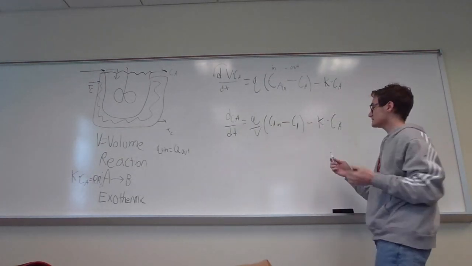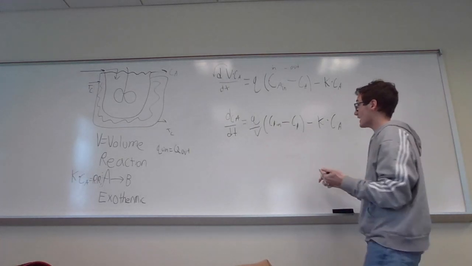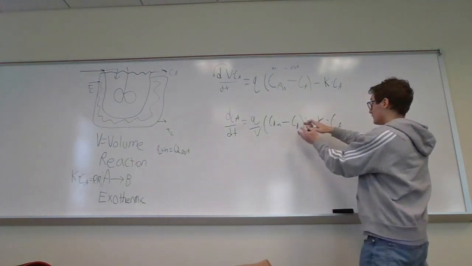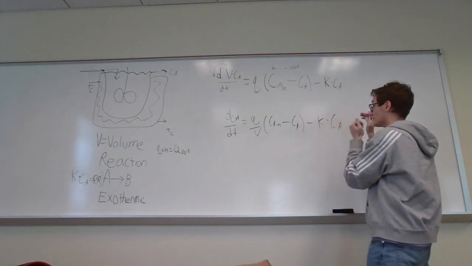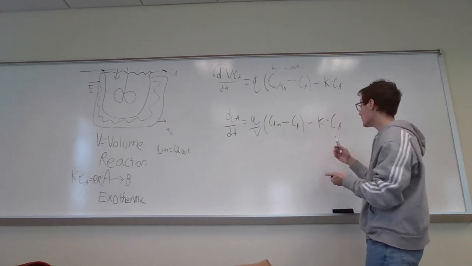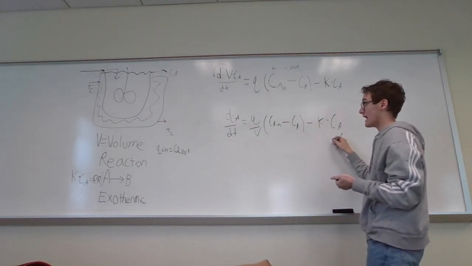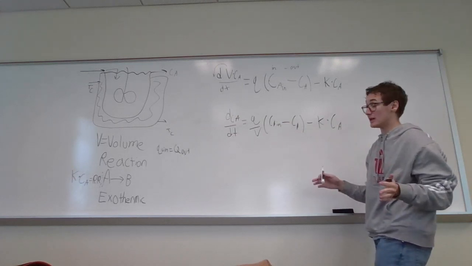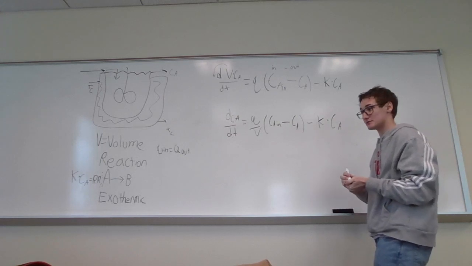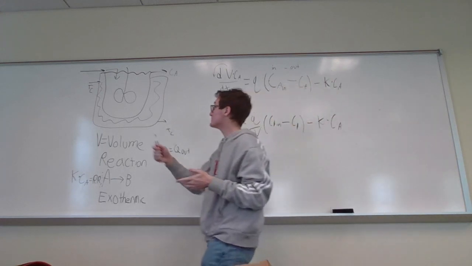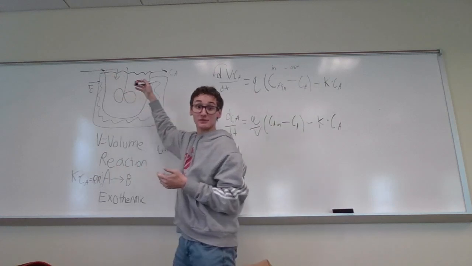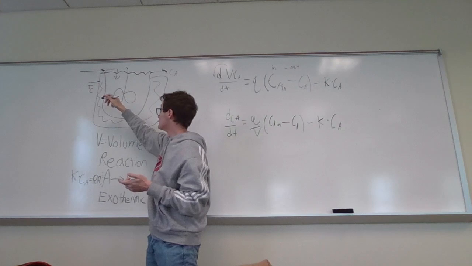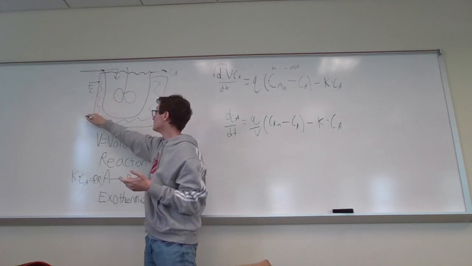And I believe this is our material balance, because we have exactly what's coming in, minus what's coming out, minus what's being reacted, because the concentration of A is also being consumed by the reaction. Next, we need to do an energy balance, which has a few different parts. We have the temperature of the material coming in minus the temperature of the material coming out, subtracting, again, the amount of material, or what's being cooled.